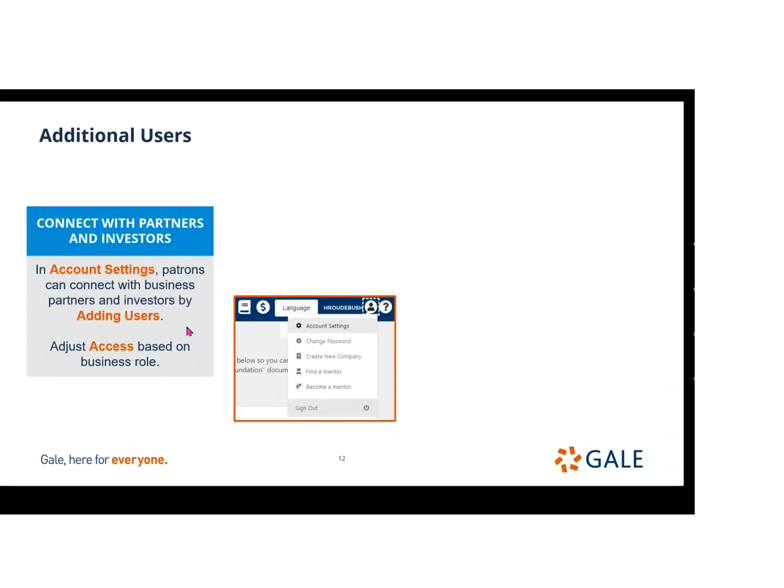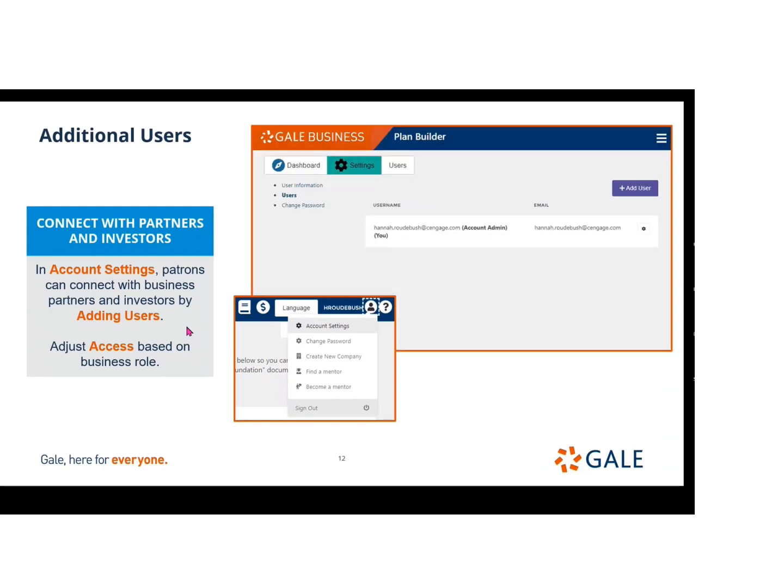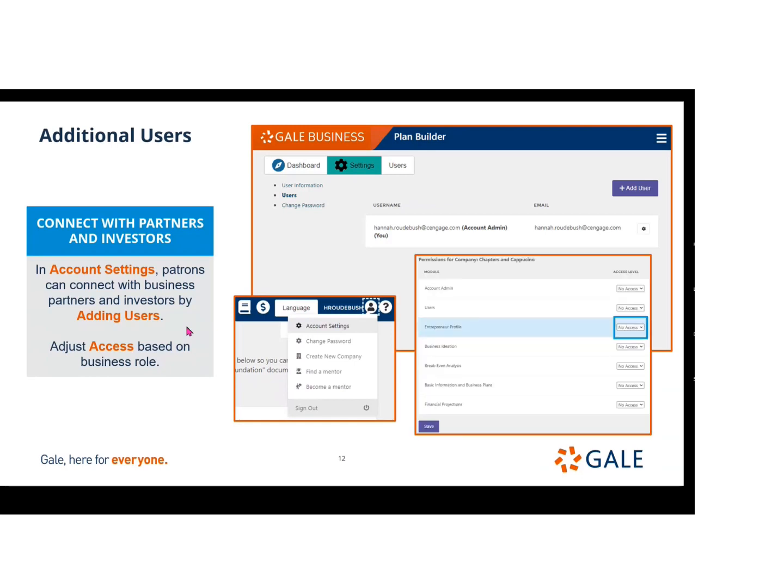One neat feature that we have built in now is the ability to connect with business partners and investors. So you can go under your account settings and connect with different business partners and investors by adding users. And you can restrict their access based on their business role. So if you have a silent partner that's not really involved in the decision making, but you want them to be able to see what you're creating, then you can add them as a user and give them no access. You can allow them no editing access where they can't go in and change anything, or you can allow them full access where they can go in and see everything and make changes, which would be really good for a partnership.